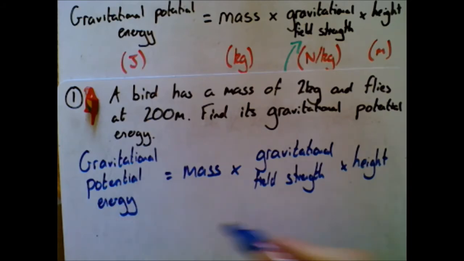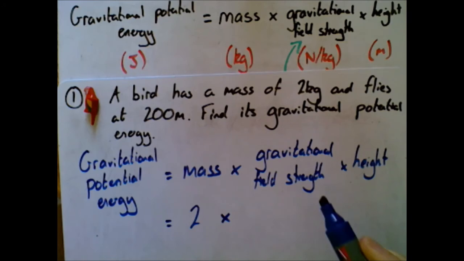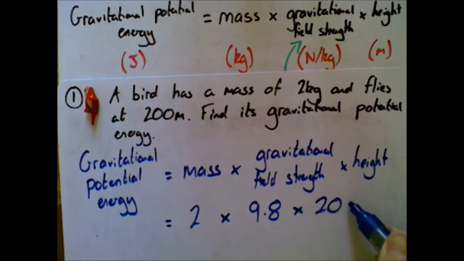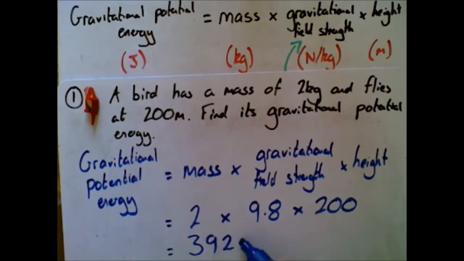So we're trying to find gravitational potential energy equals, well, mass is 2 kilograms times gravitational field strength, which, we're on Earth, we're assuming that the bird is flying above the Earth, 9.8, times the height, which is 200. Okay, and so then we would get our calculator. We would type in 2 times 9.8 times 200, and what that gives me then is an answer of 3,920 joules. Okay, and there's my answer.